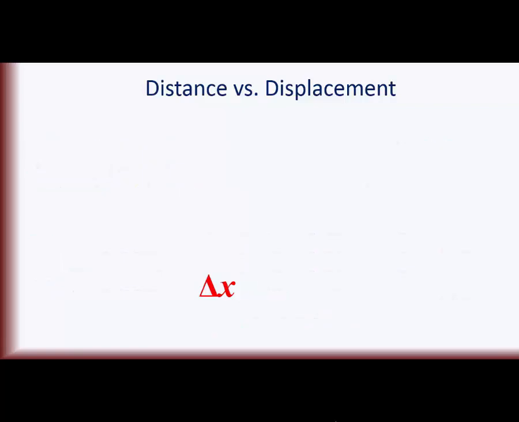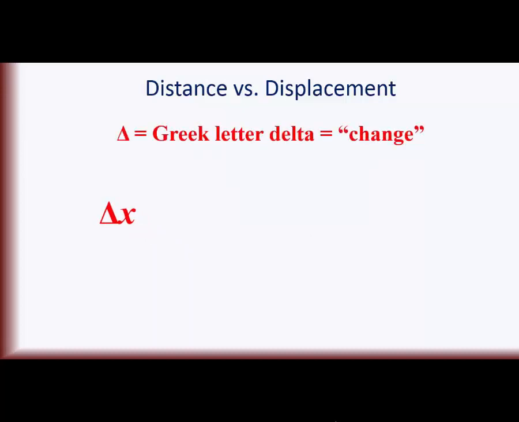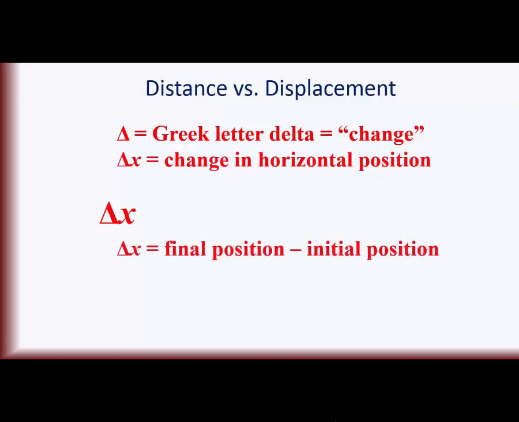Because displacement is our first introduction to vectors, let's break down what it really means. The triangle symbol in front of the x is the Greek letter delta, and in physics this symbol means change. When paired with the letter x, it means change in the horizontal position. We calculate this change using the following formula. Change in position equals final position minus initial position. Written with symbols, the equation looks like this.